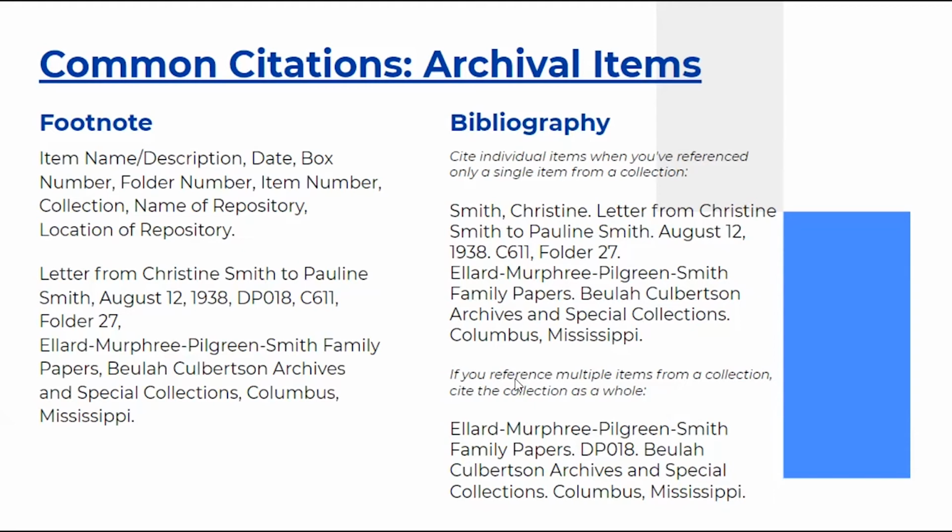If you are referencing multiple items from a collection, then you'll cite the collection as a whole. So you won't need this first part of the information. You'll just need the Ellard Murphy Pilgrim Smith family papers. This is the collection number again, and then the repository name and the repository location. So if you're looking at multiple items in that collection instead of just one, or if you're citing multiple items from that collection instead of just one.